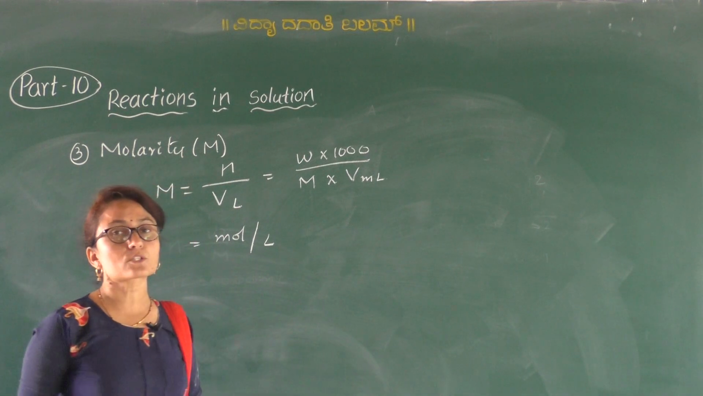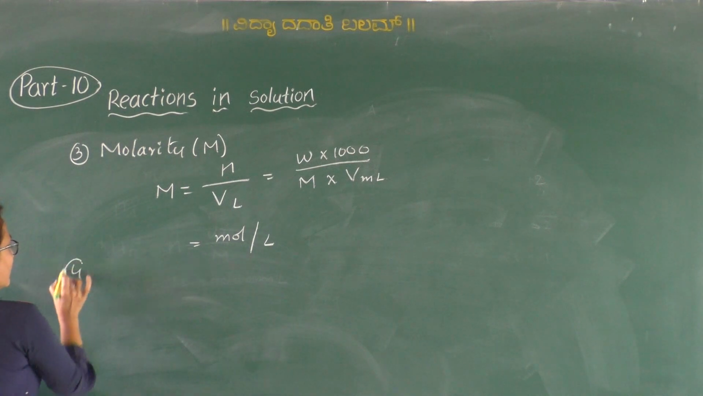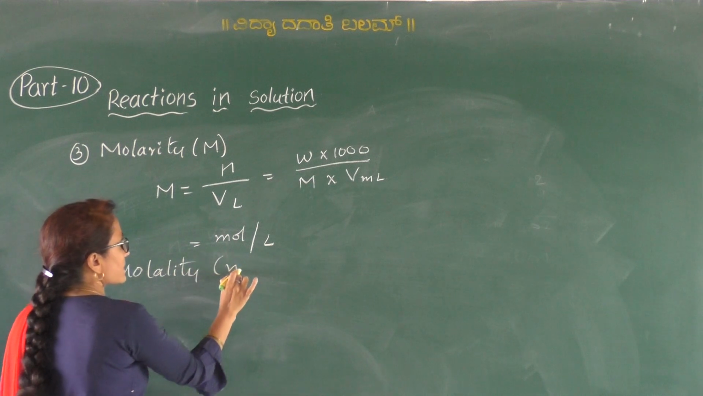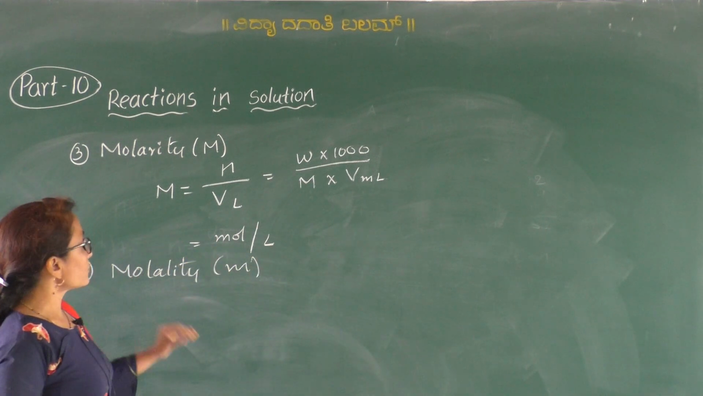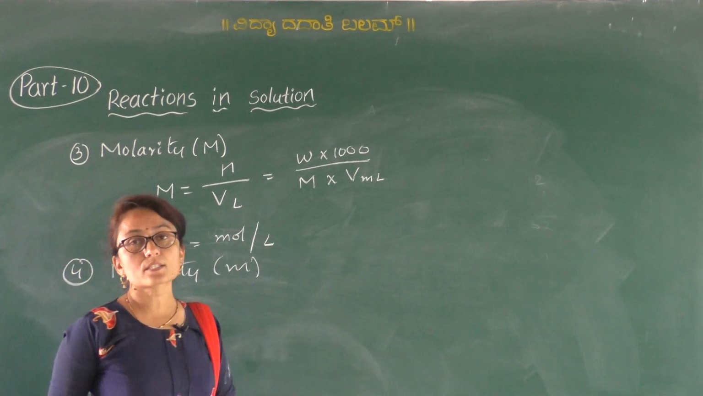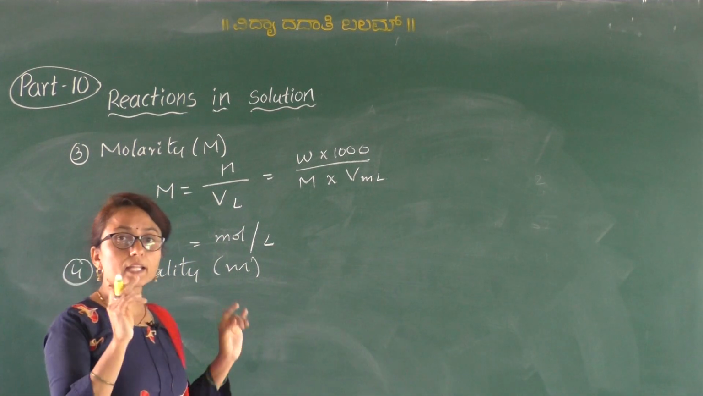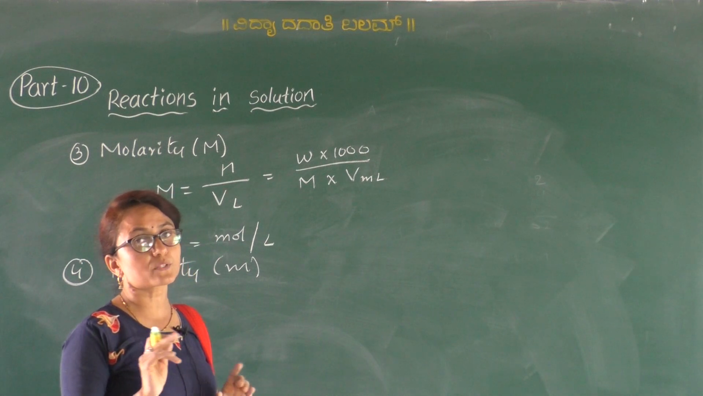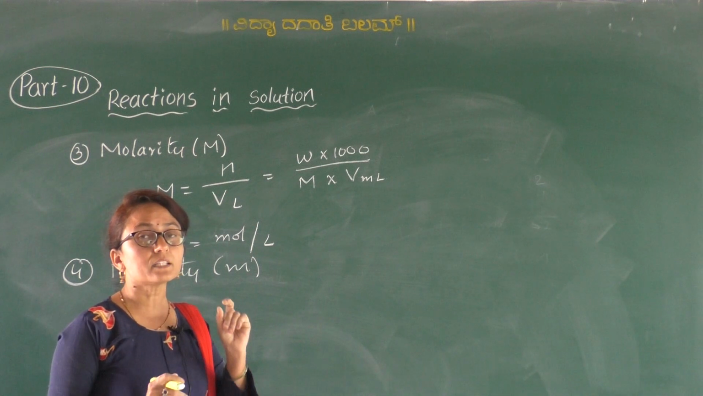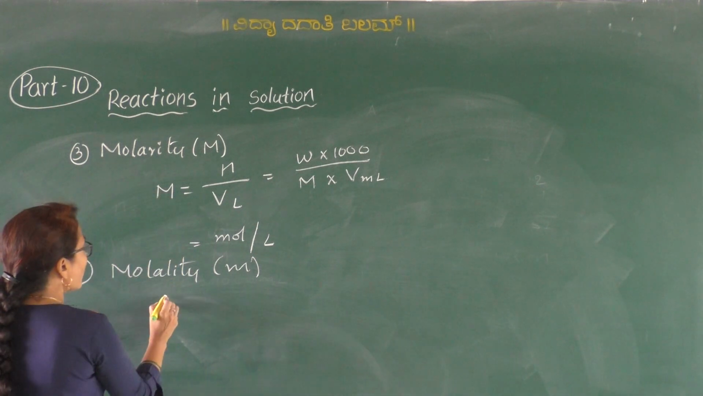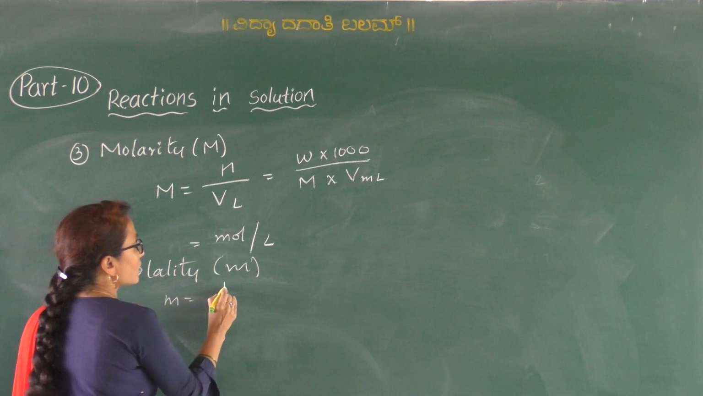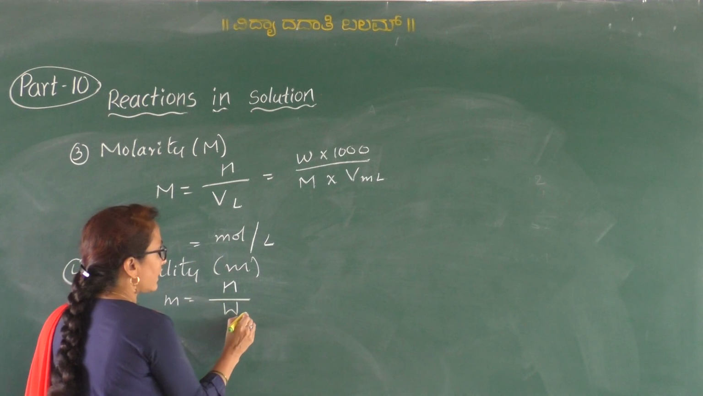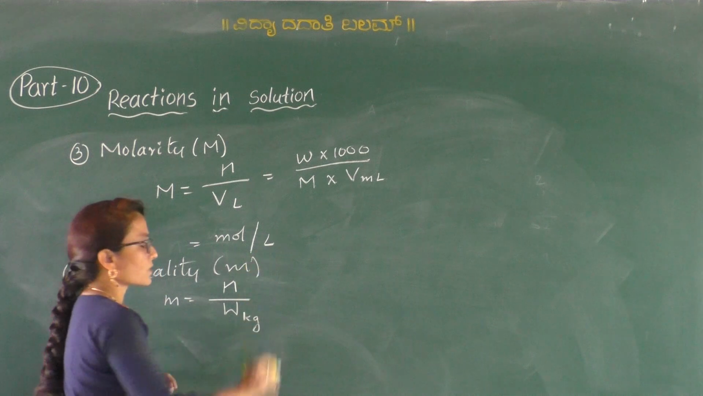So molality is also the same. The next one is molality. Molality is represented by the small letter m. The difference is only the amount of the solvent. Molality is the number of moles of solute which is present in 1 kg of solvent. Therefore molality is equal to the number of moles of solute divided by the mass of solvent in kg.